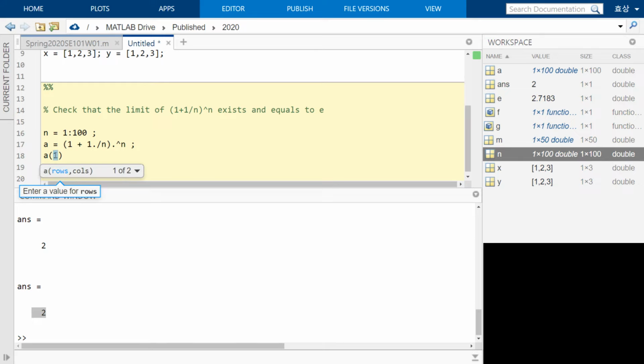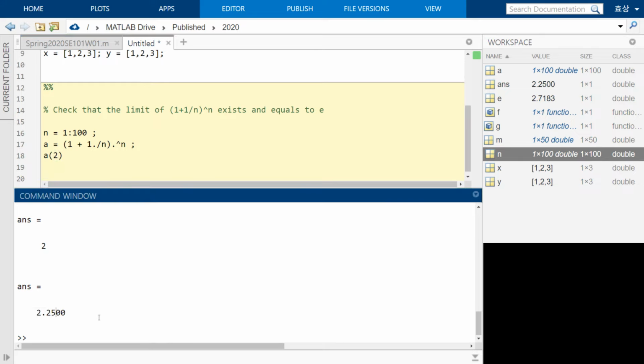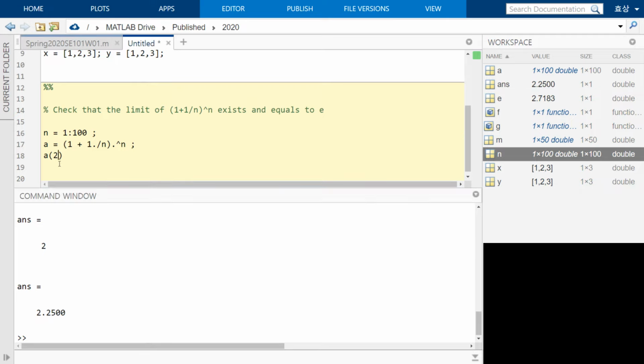What about A2? That's 2.25. That's given by 1 plus 1 over 2 to the power of 2. So basically 3 over 2 to the power of 2. So that's 2.25, and so on. So if you keep finding what happens to the value of the array, that's the value of the sequence 1 plus 1 over n to the power of n. And let's see what happens at the end.